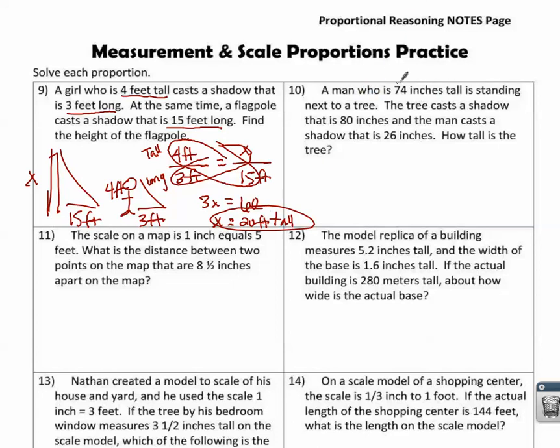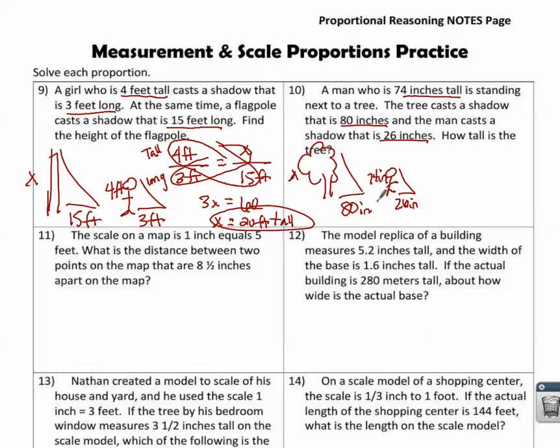In the next example, a man who is 74 inches tall is standing next to a tree. The tree casts a shadow that is 80 inches, and the man casts a shadow that is 26 inches. How tall is the tree? So again, I like pictures to help. You don't have to draw them. So the tree, it tells you the tree casts a shadow that is 80 inches long, and it wants to know the height. Where the man standing next to it is 74 inches tall and casts a shadow, it says 26 inches.